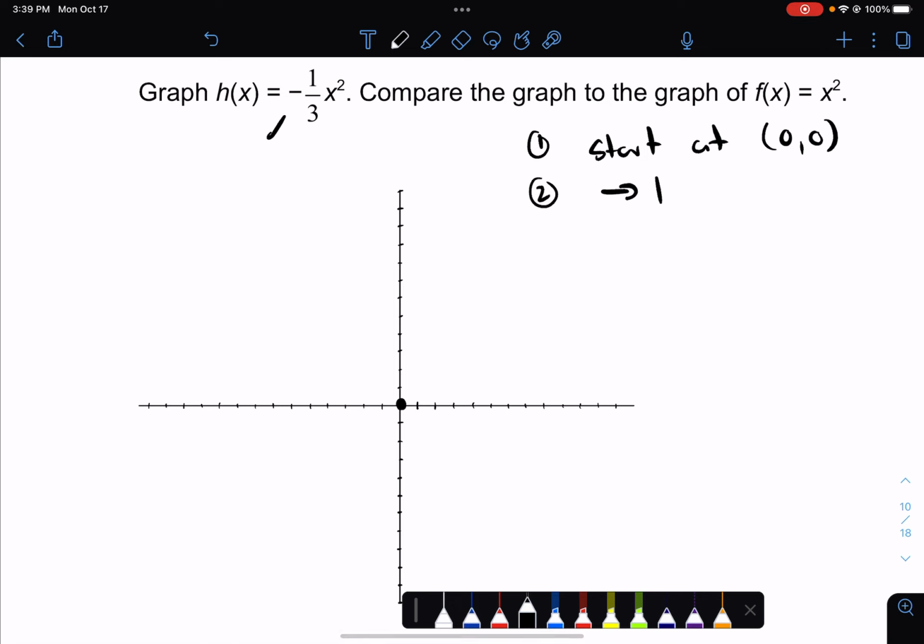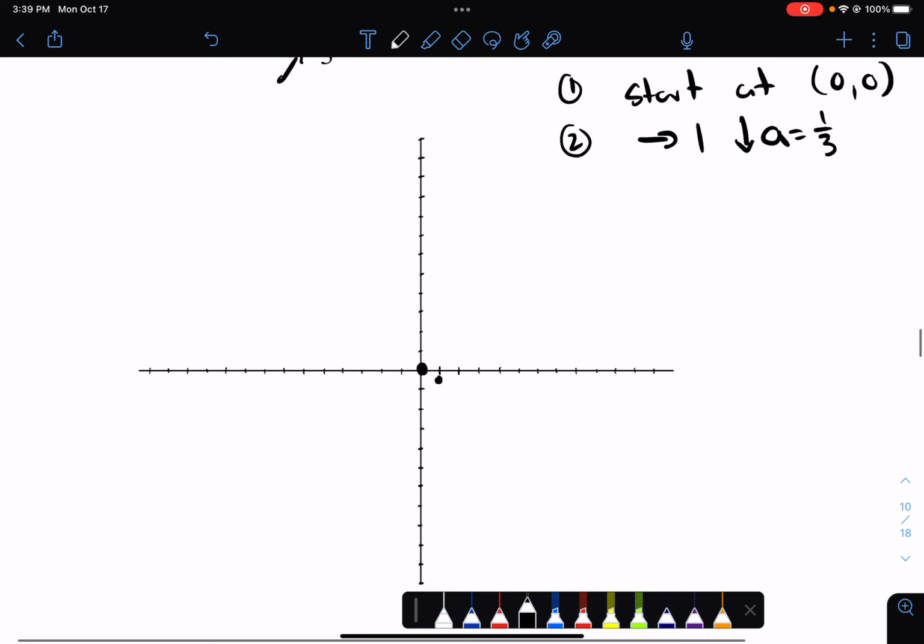And remember, this is a negative number. So instead of going up, I'm going to go down whatever a is. Well, a in this case is 1/3. So I'm going to go over 1, and instead of going down 1, I'm only going to go over 1 and down 1/3, which is only like right here. I can barely even draw that. Well, if I zoom in, maybe that'll be easier. 1/3, like right there.